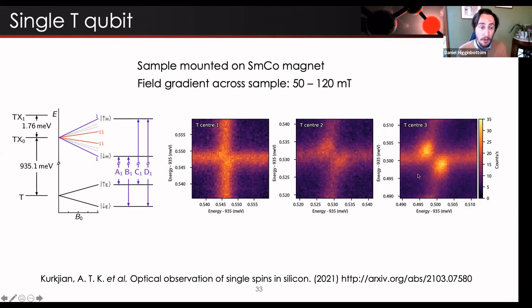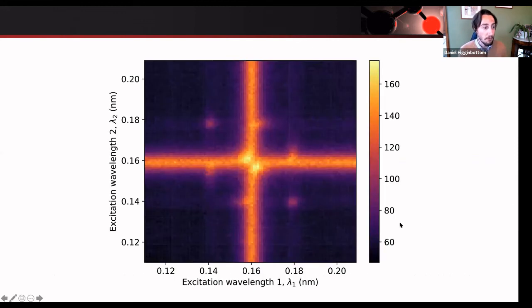But for some centers, what we see is actually that there are spatially separated bright spots on this two-color excitation map. And those correspond to two-color resonances, where we have one laser addressing the spin-up electron state and one laser addressing the spin-down electron state. And you have to have both of them on so that you don't end up in a dark state and you get continuous fluorescence. With that, we're basically able to map out our electron spin states.